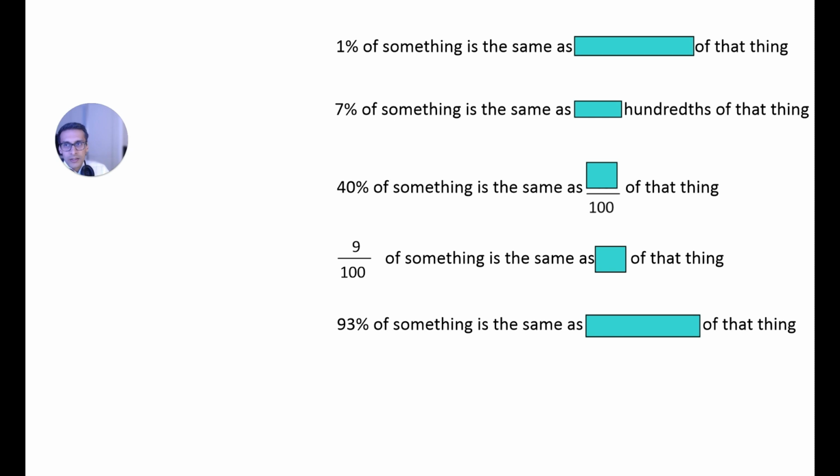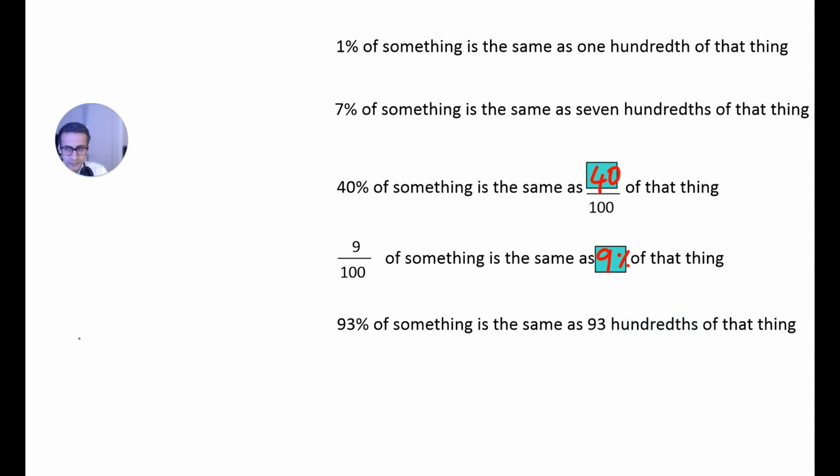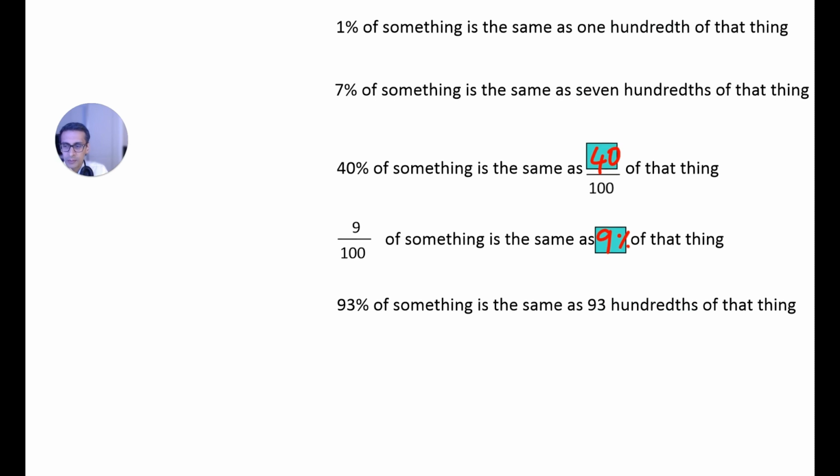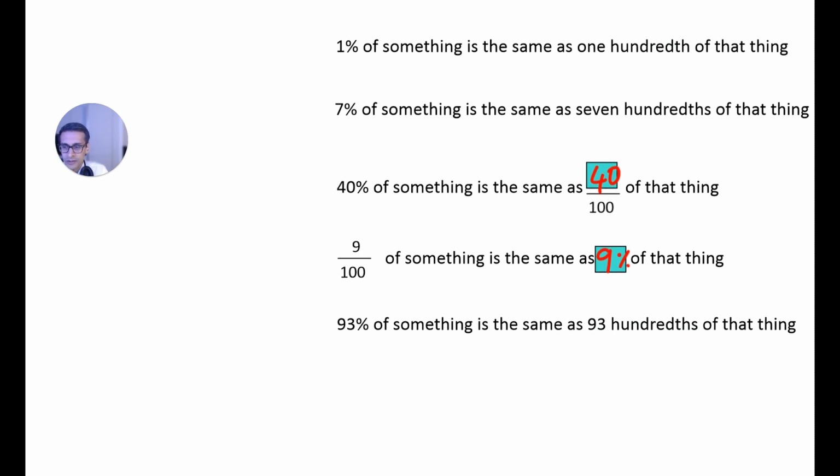So 1% of something is the same as 100th of that thing. 7% of something is the same as 700ths. 40% of something is 4000ths. So it's going to be 40. 900ths of something is the same as 9%. And 93% of something is the same as 9300ths. So hopefully you got those right. If you didn't, make a correction. We can go through the rest.